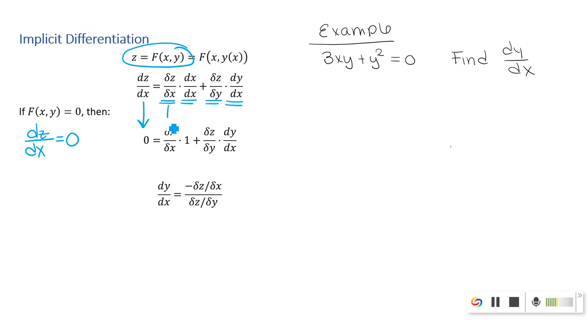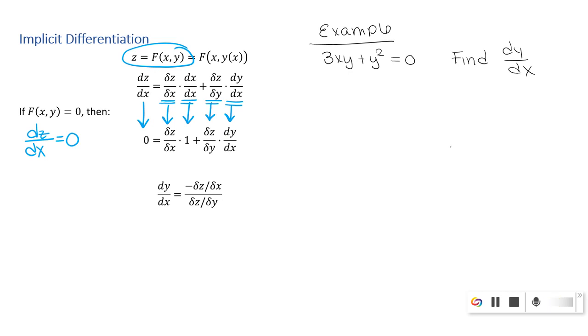And then I just copy down partial of z with respect to x. dx/dx is just equal to 1. That's basically saying if you take the derivative of x with respect to x, you get 1. And then I just copy down my partial z with respect to y, and then dy/dx. So that's what I plugged into my equation. And then I get something that I can actually solve for dy/dx.